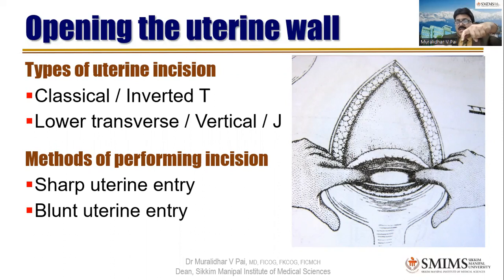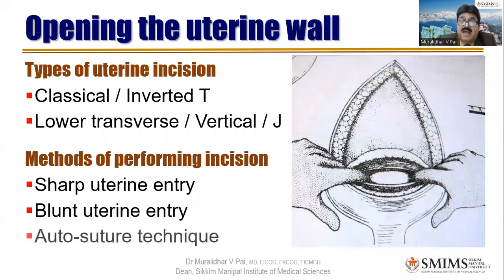And when we are standing on one side, you'll be able to do it. So you must have seen this. This is the most commonly used entry actually. Only in a scarred uterus or a previously brittle uterus, or if there are adhesions, then you will go for a sharp entry. And the third one is like an auto suture technique.